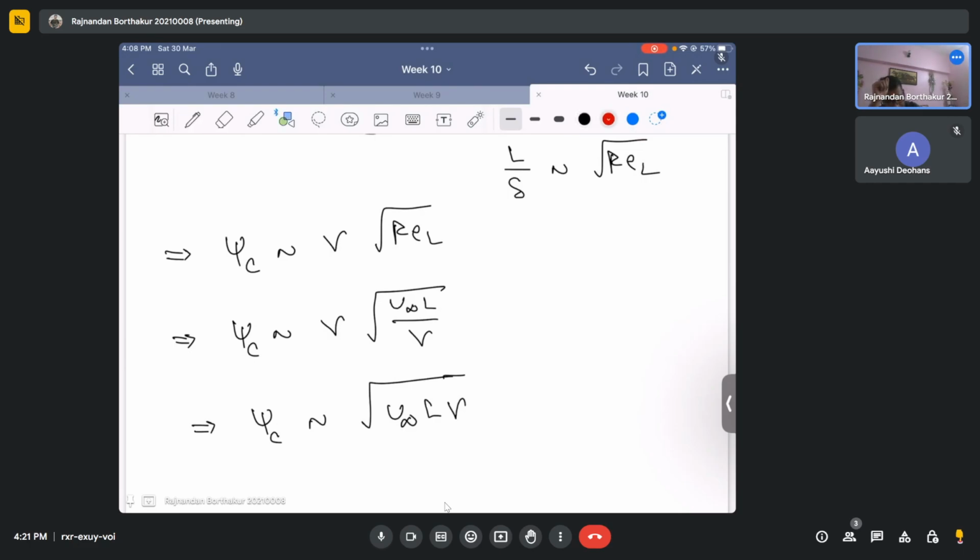This is something that we are asked to evaluate, and you need to use this characteristic scale of the stream function to non-dimensionalize psi.